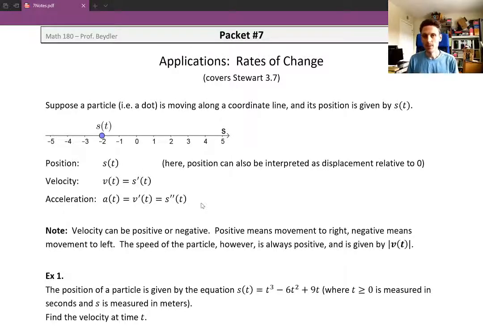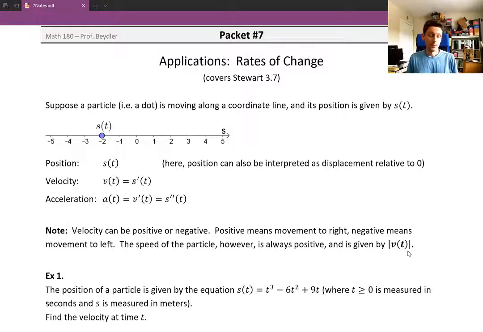Note that velocity can be positive or negative. Positive means movement to the right, negative means movement to the left. But when we're talking about the speed of the particle, which doesn't have a sense of direction, if you're going 60 miles per hour, that doesn't say where you're going, just how fast you're going. The speed of the particle will always be positive. And to get the speed from velocity, at least in our setup, we take the absolute value of the velocity function. That'll give us the speed of the particle. So there you see those absolute value bars around the velocity.